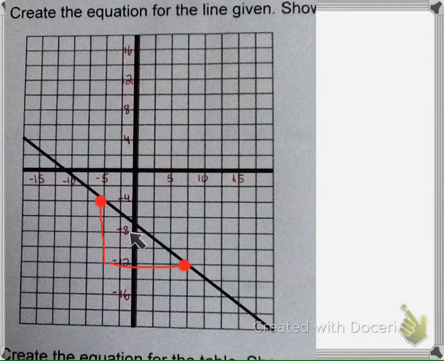Looking at what the y-axis is counting by, it's counting by 2s, 2, 4, 6, 8. So that means each box is worth 2. 2, 4, 6, 8. My rise is 8.